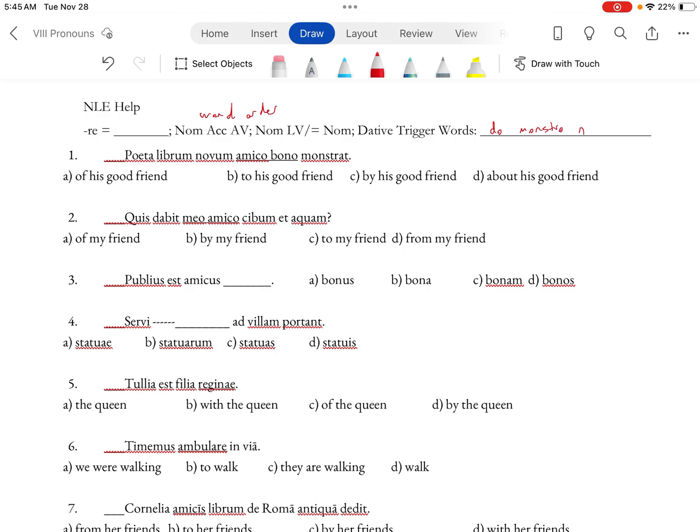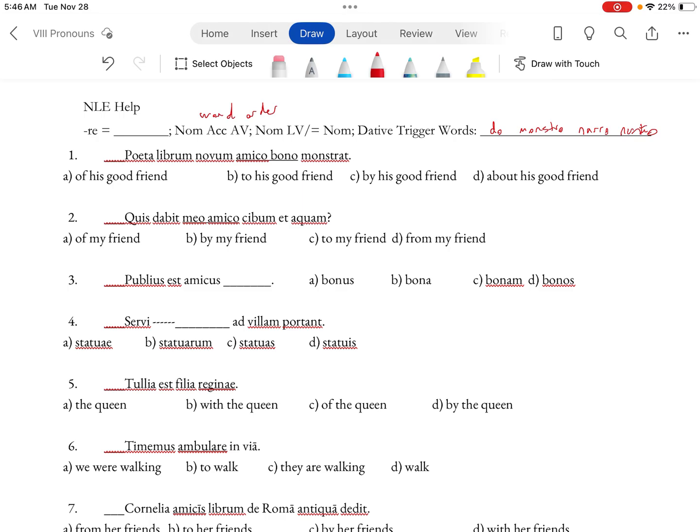monstro, naro, nuntio. And sometimes this nuntio can be any word of saying or speaking. But if we can look at those rules, that can actually help us quite a bit to figure out what these answers are without really knowing too much Latin. And we'll go through and I'll show you what I mean.